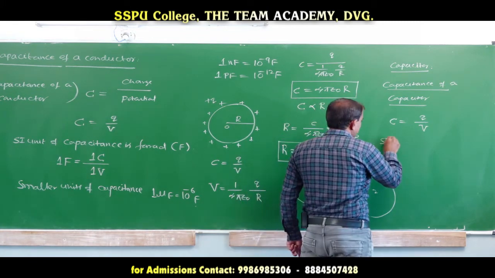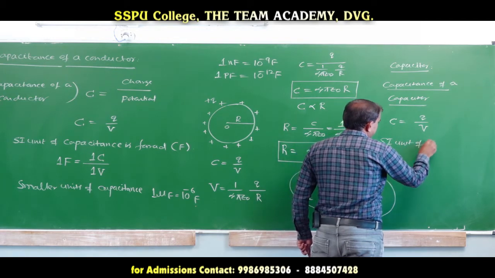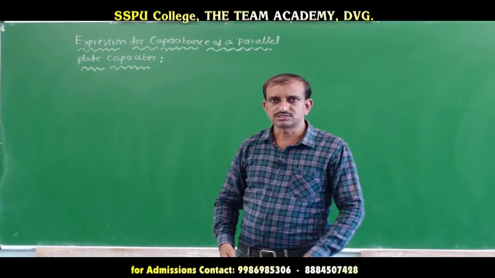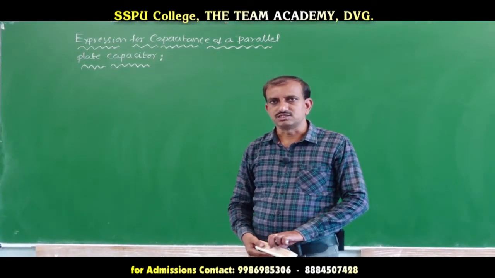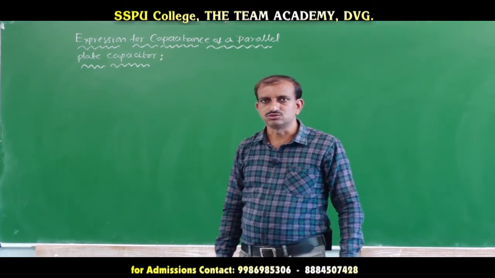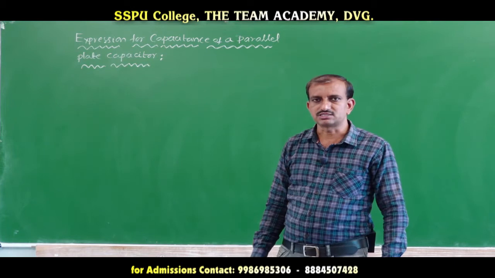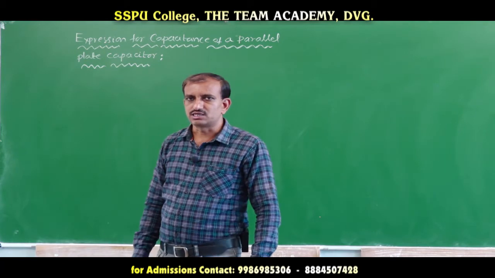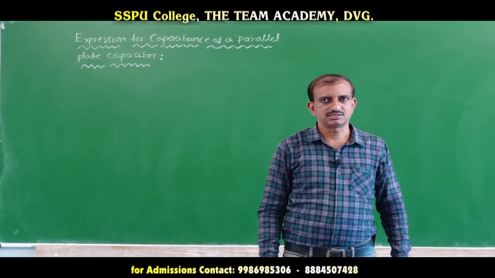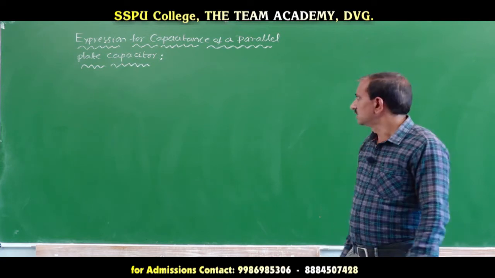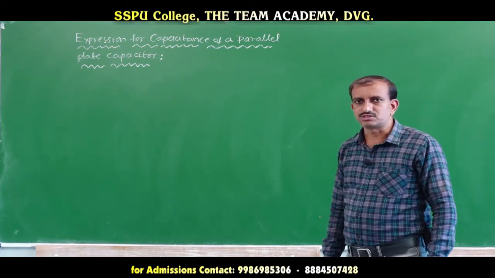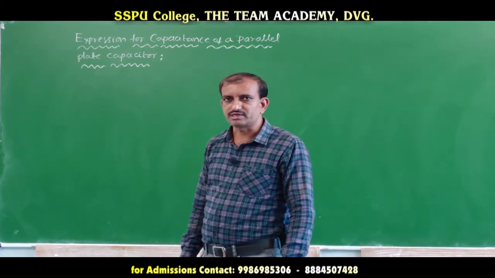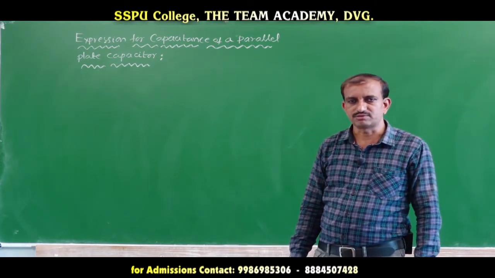The SI unit of capacitance is farad. The capacitance of a capacitor is the ability of a capacitor to store electric charges. Therefore, a capacitor is a device which is used to store electric charges. In general, a capacitor has two metal plates separated by a small distance. Now we are going to find the expression for the capacitance of a parallel plate capacitor. A parallel plate capacitor consists of two metal plates separated by a small distance.